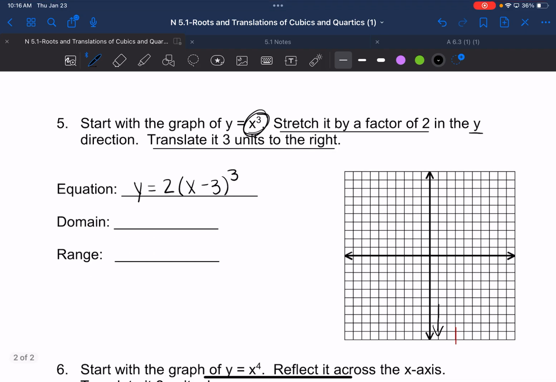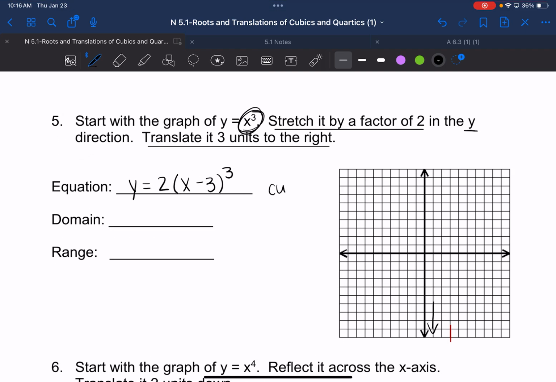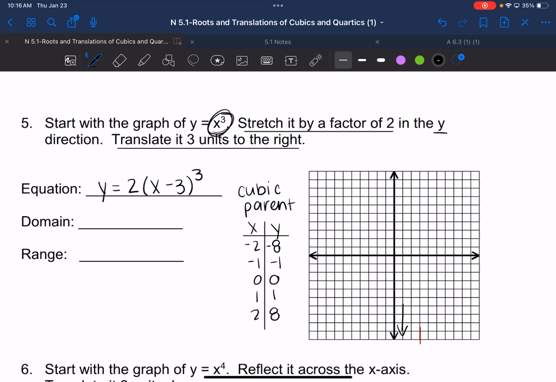All right. Well, quick reminder, we just wrote down a few points on the front page that we said are points from the parent function of our cubic, right? The points you guys wrote down with me were -2, -8, -1, -1, 0, 0, 1, 1, and 2, 8, right? Okay, so we just need to figure out what do those points become when we apply these 2 transformations. So I'm going to write my new points over here on this side of the graph.